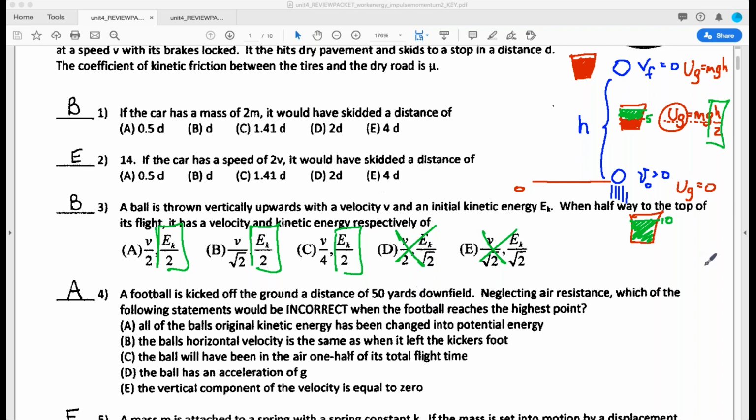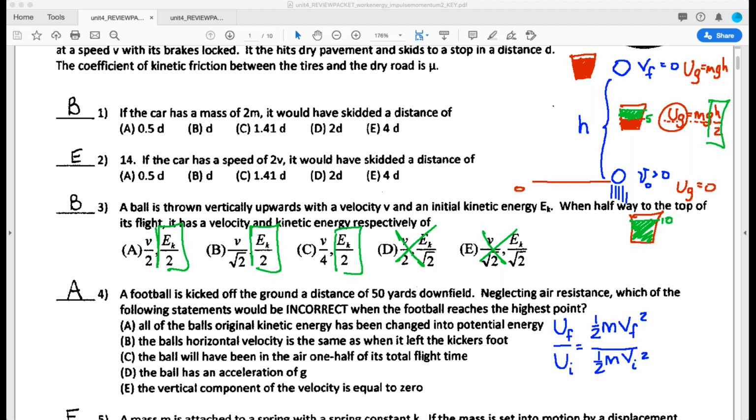And I think that this question could be best answered by writing it out as a proportion. I'm going to say that the final kinetic energy, I'm going to describe it as a ratio and compare it to the initial kinetic energy. And I can say then that the final kinetic energy is 1/2 mv final squared, and the initial kinetic energy is 1/2 mv initial squared.